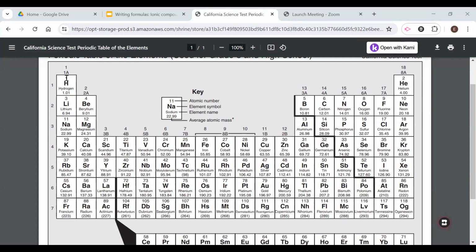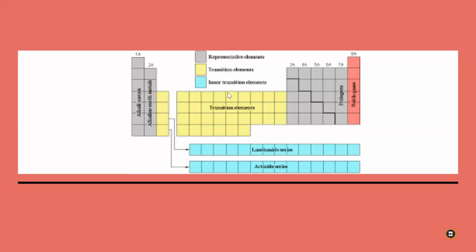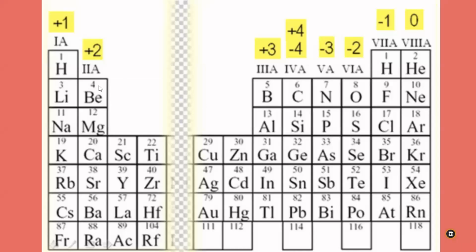And groups 1A through 8A, excluding this section, are called main group elements. Okay? Again, all of these are transition metals. Then these are the main group elements. Okay? So when we did the binary ionic compounds, we were able to look up the charges.